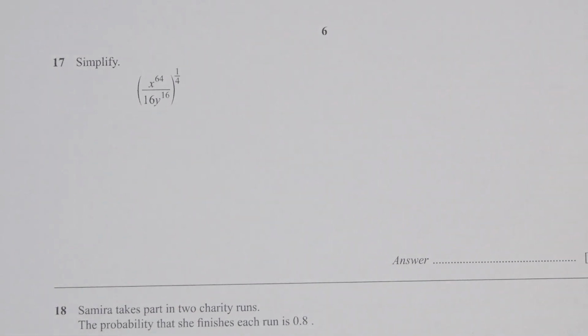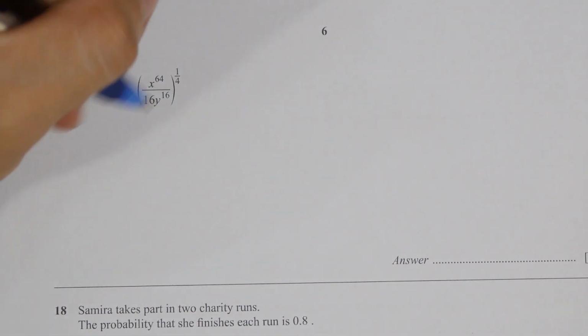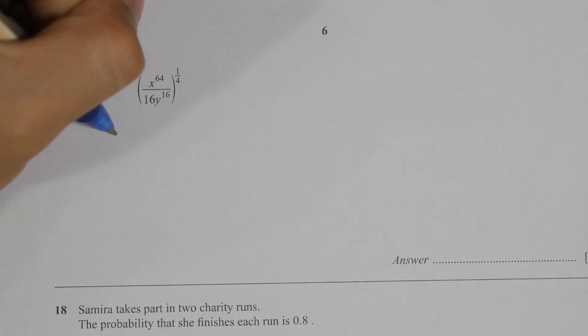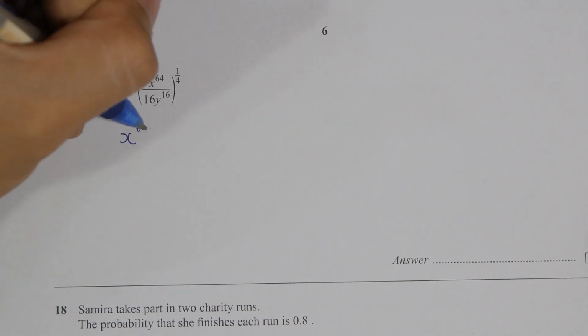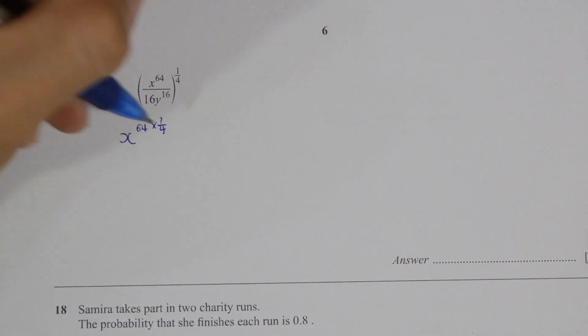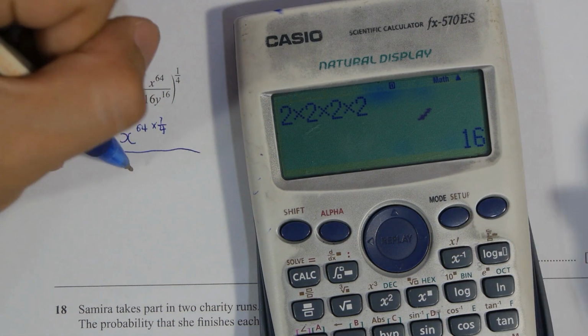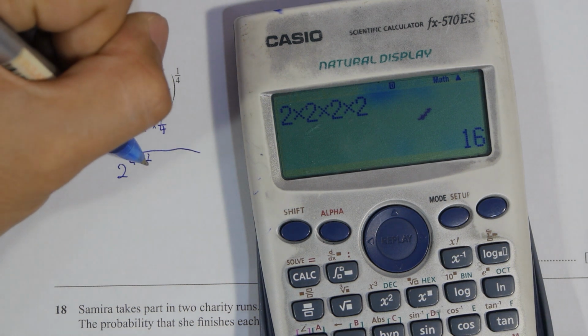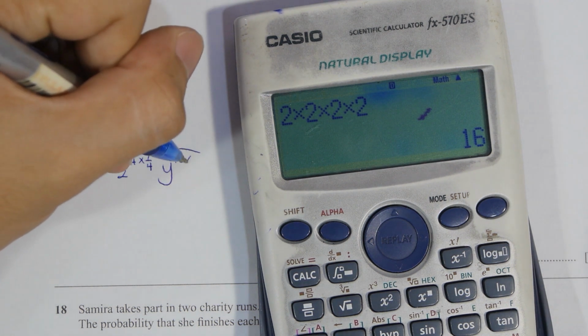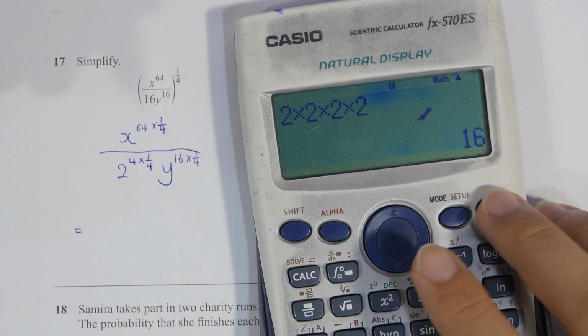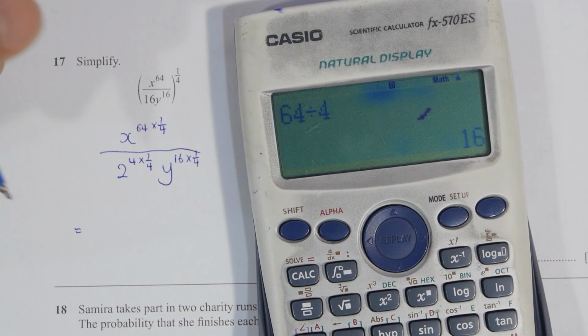But for question 17, okay, simply takes x to the power of 64 multiplied by 1 over 4 over 2 to the power of 4 times 1 over 4 and y to the power of 16 times 1 over 4. So the final answer will actually be x to the power of 16 over 2y to the power of 4.